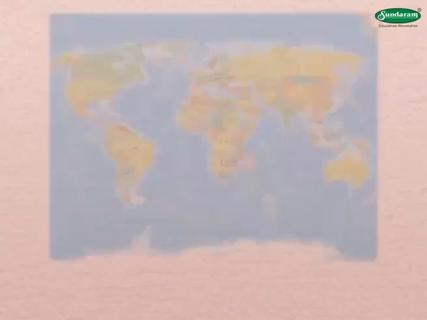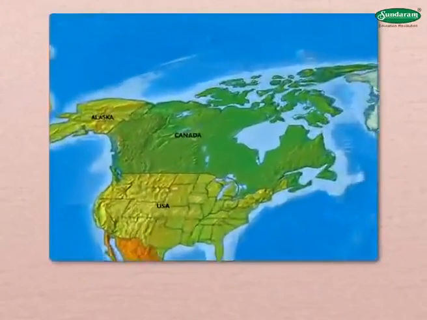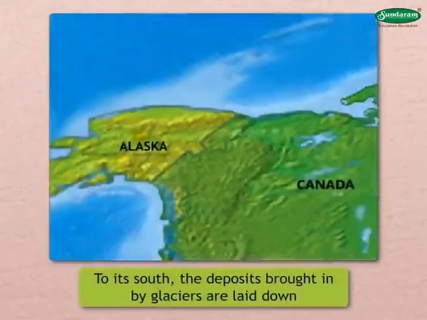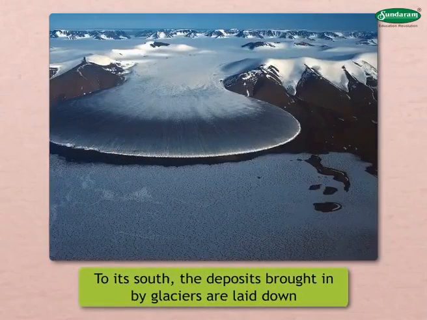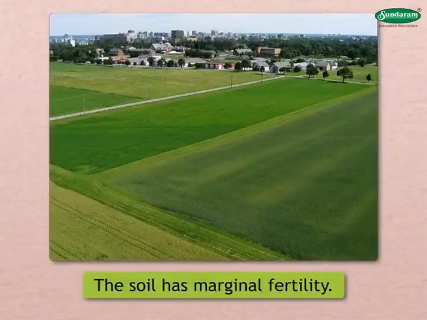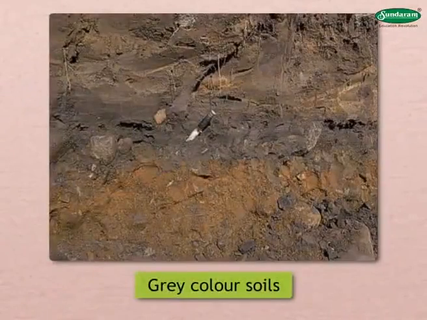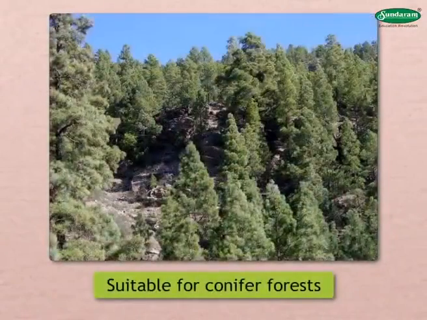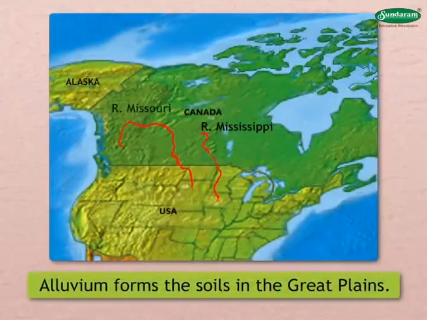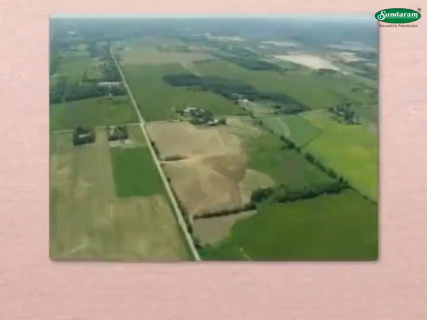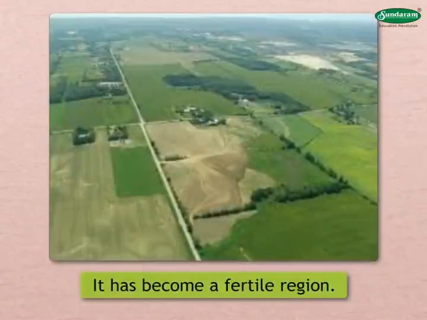Soils. The land in the northern part, Canada and Alaska, is covered under the snow. To its south, the deposits brought in by glaciers are laid down. Therefore, the soil has marginal fertility. The grey color soils in South Alaska are suitable for conifer forests. The alluvium brought by Mississippi and Missouri forms the soils in the Great Plains. Hence, it has become a fertile region.